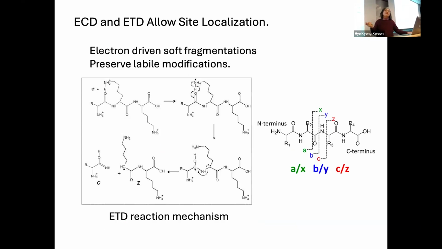And then when you go to look for the location information, to tackle the lability, in ECD or ETD, which is called electron-driven, free radical driven, soft fragmentation, studies have shown that these two techniques preserve labile modifications like phosphorylation, sulfation, and also glycosylation. And we saw that a well-controlled ECD and ETD experiment can preserve the very labile sulfation as well.